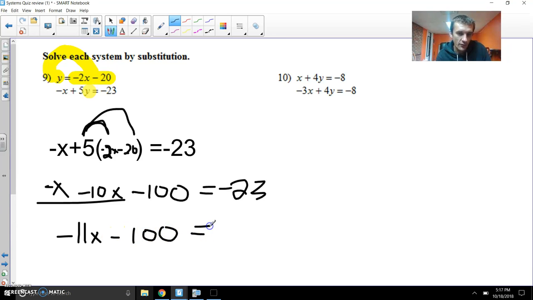And then I think you got it from here. See if you can solve for x. Try to see what x would equal. And then plug that in for the top one because it says what y would equal, -2x minus 20. If you know x's value, you can plug it into the other one.